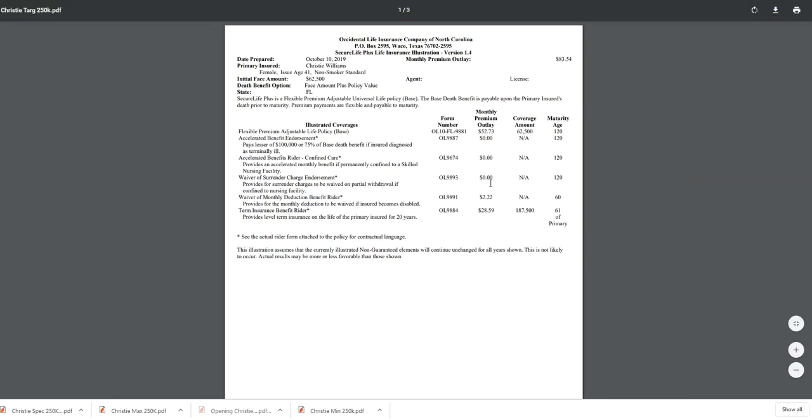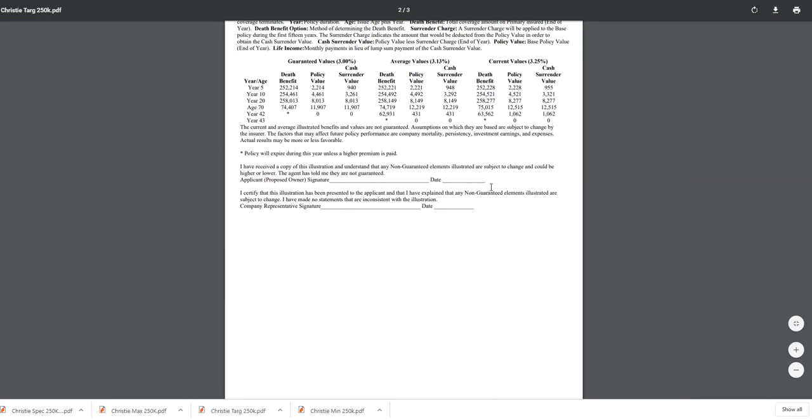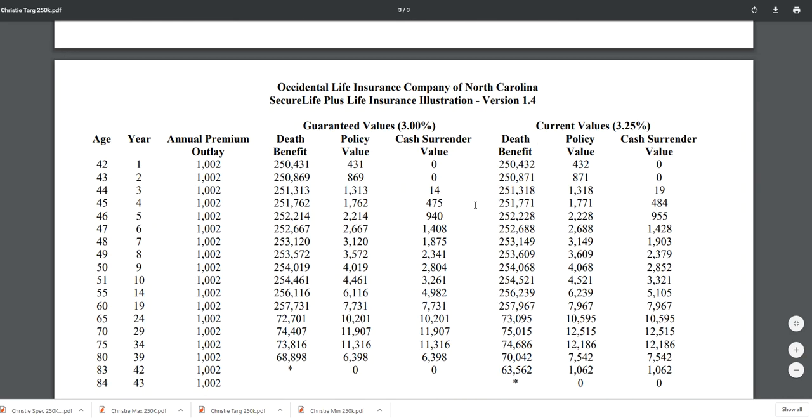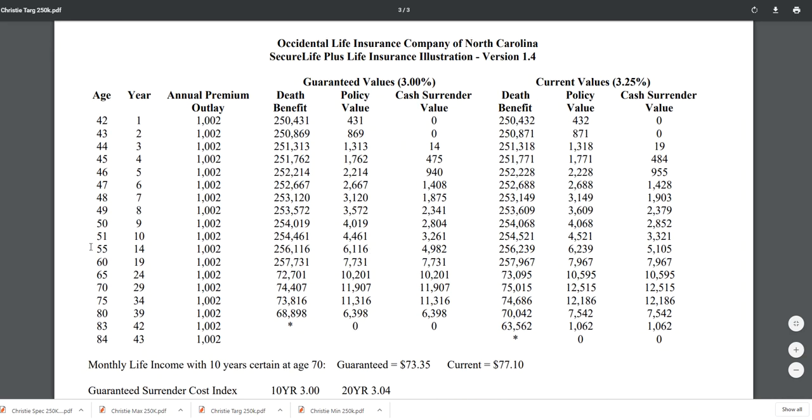Now let's look at target. If you look at the target, and if we go look into 20 years, now the customer's got $7,900 of policy value and cash surrender value. Yes, so there's the illustration on the accumulation.